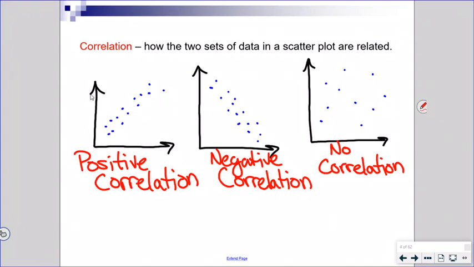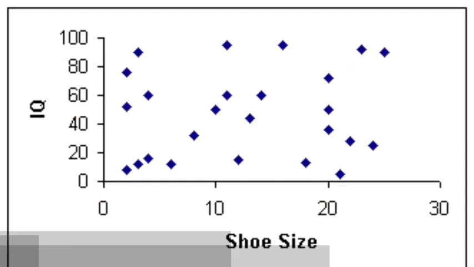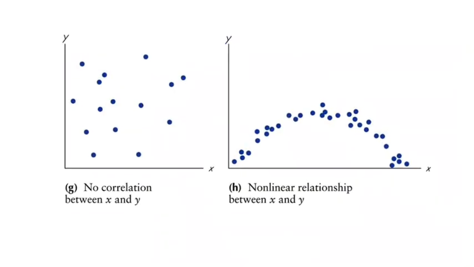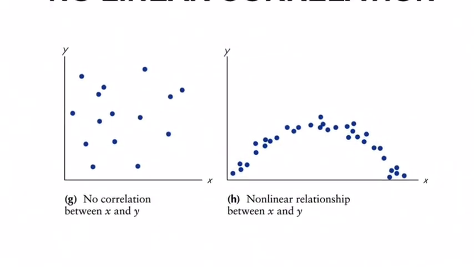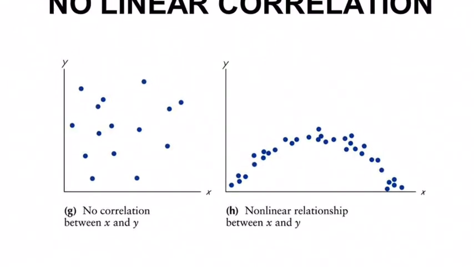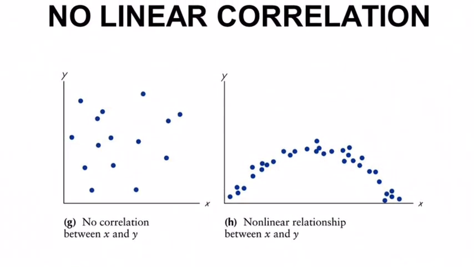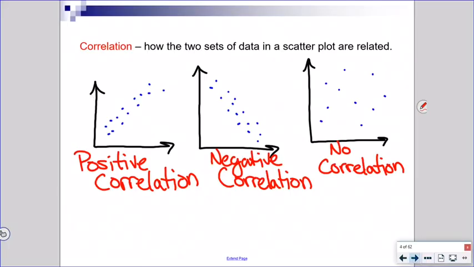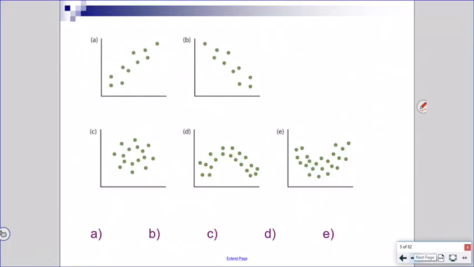So those are your 3 different types of correlations. What I'm going to ask you to do is take a few minutes and answer these 5 graphs in the little boxes below. Go ahead.